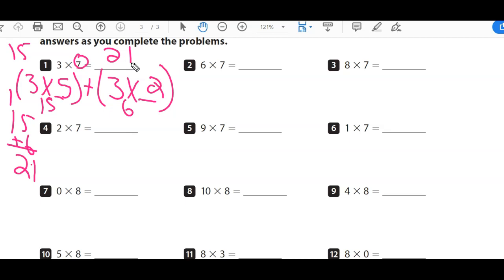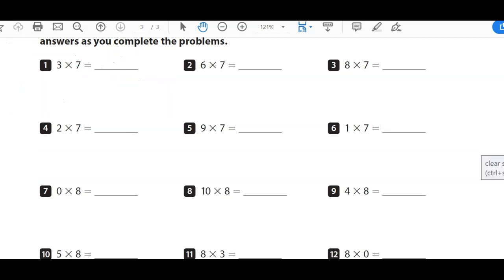You got to show me your work to get credit. You can't just do this. I'm done. How do I know how to solve it? I can't read your mind. Show me the work.